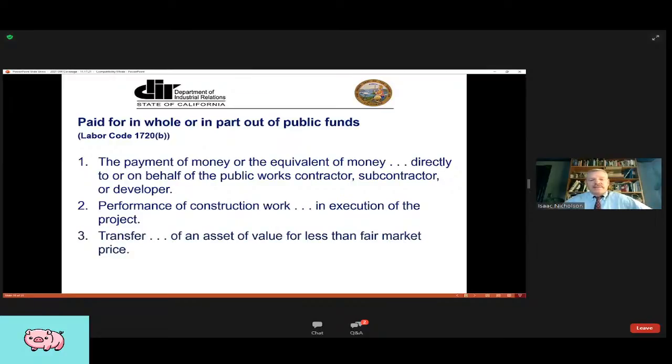And transfer of an asset of value for less than fair market price. That often comes up in the sale of a parcel of land for a development project, and we've had lots of coverage determinations addressing that issue. If it has value and it's being conveyed to a development project, it may implicate the public works law. So be aware, if it's got value, it may be public funds, and it's crucial to examine that with a clear vision. Next.